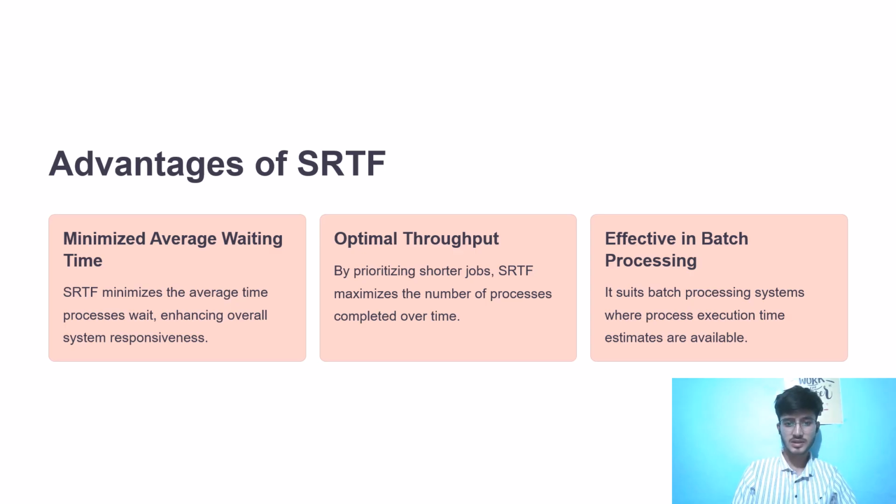So now move to the next advantage, optimal throughput. By prioritizing shorter jobs, SRTF maximizes the number of processes completed over time. Then effective batch processing.